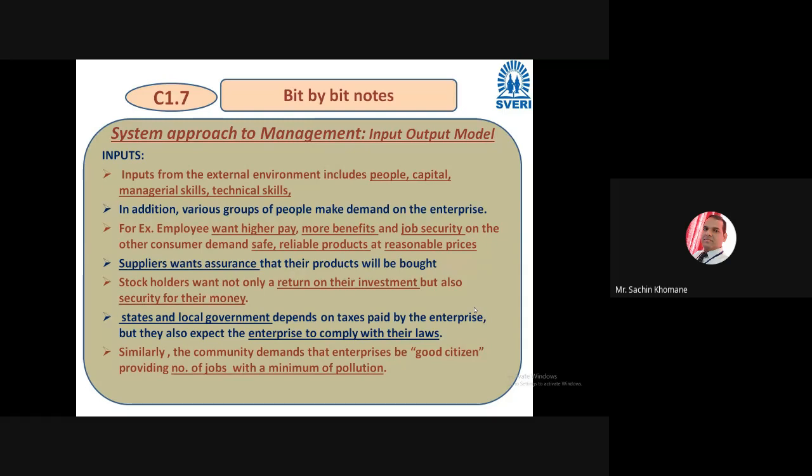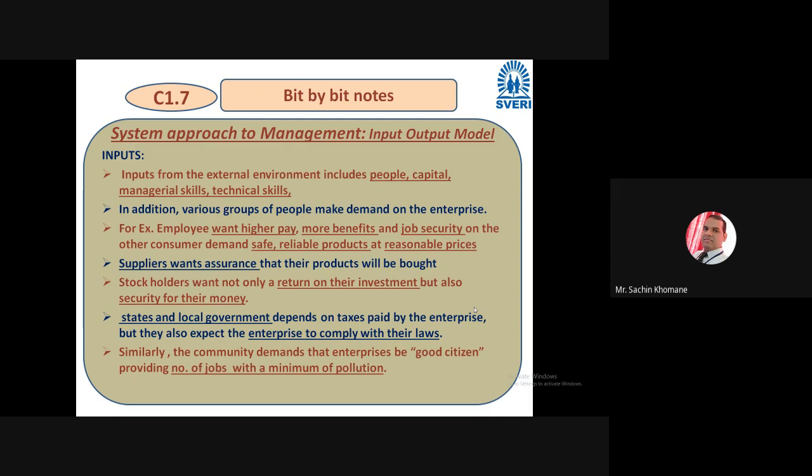Then another example, input from consumers: people want a safe product. They need a reliable product. They need that product at a reasonable price. This is also input. People are demanding before production of your product. People have various demands, and you have to consider them as input. The next one is that suppliers want assurance. What kind of assurance do they want? They want assurance that our product should be bought by somebody.